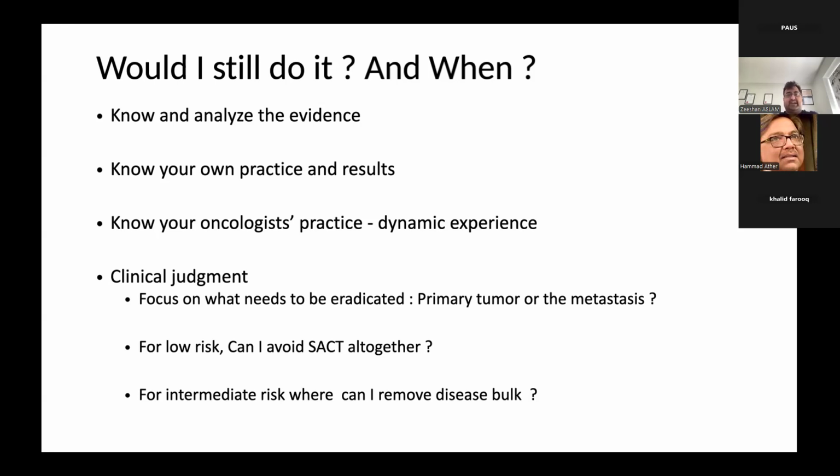So clinical judgment is again the same points I had mentioned. There's a focus on what needs to be eradicated, whether primary tumor or the metastasis, which means the bulk of the disease in the primary tumor. For low risk disease, I often think, can I avoid the nephrectomy altogether or delay it? And again for intermediate risk, the same point applies: the disease bulk is going to be removed, because this is the group which was included in the CARMENA trial.